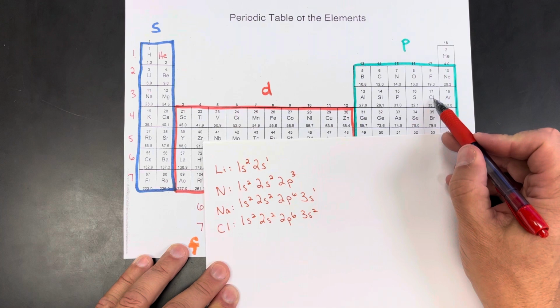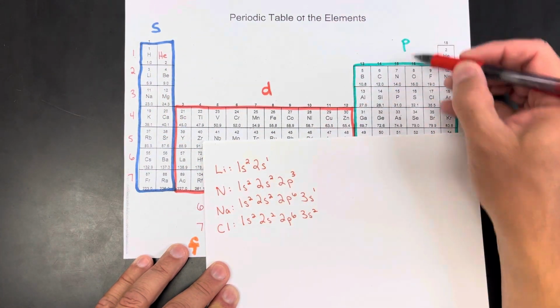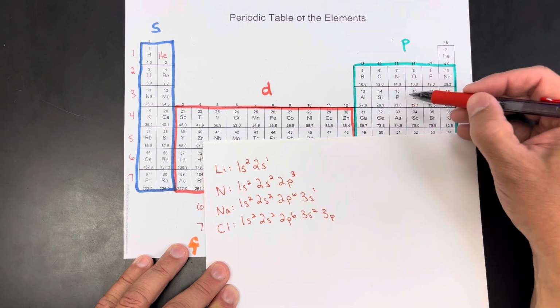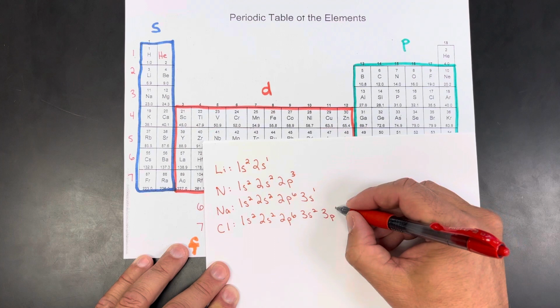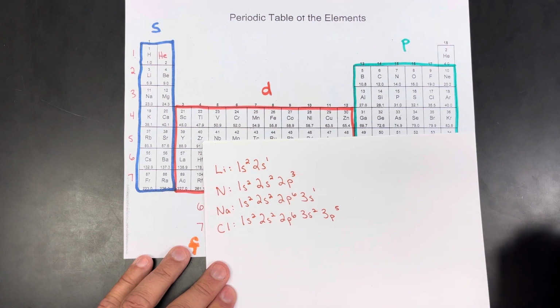and if we're stopping at chlorine, we're not going all the way through, but we're in the third row, p block, so it's going to be 3p, 1, 2, 3, 4, 5. It's going to be 3p5. And that's how you do electron configuration for those medium-sized problems, okay?